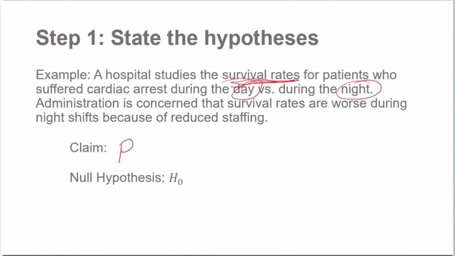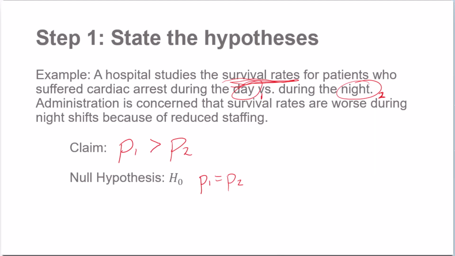So we would typically write this as something like P1 and P2. I'm going to let day be the first group and night be the second group, although you could assign those however you like. But in this case, the concern is that the survival rates are worse, meaning that the survival rates are lower for those who have their cardiac arrest at night. So the claim here is that P2 is smaller than P1. The null hypothesis in this case would be that the 2 survival rates are the same, so P1 equals P2.